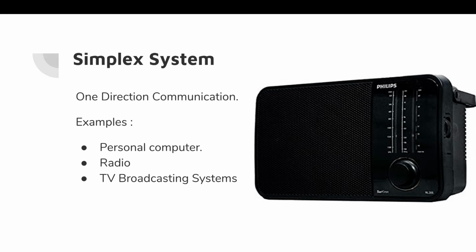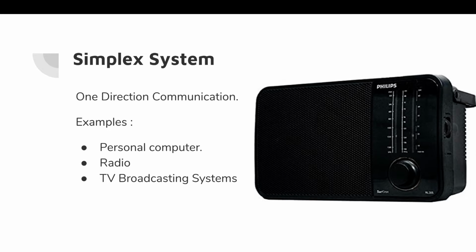The second example is the personal computer, and the third one is the TV broadcasting system. Now why personal computers? Because computers are connected with input and output devices. There are multiple input and output devices which come together and create a personal computer. For example, keyboards and mouse are input devices, whereas printers and monitors are output devices, we know. So in a personal computer only one way communication is happening.